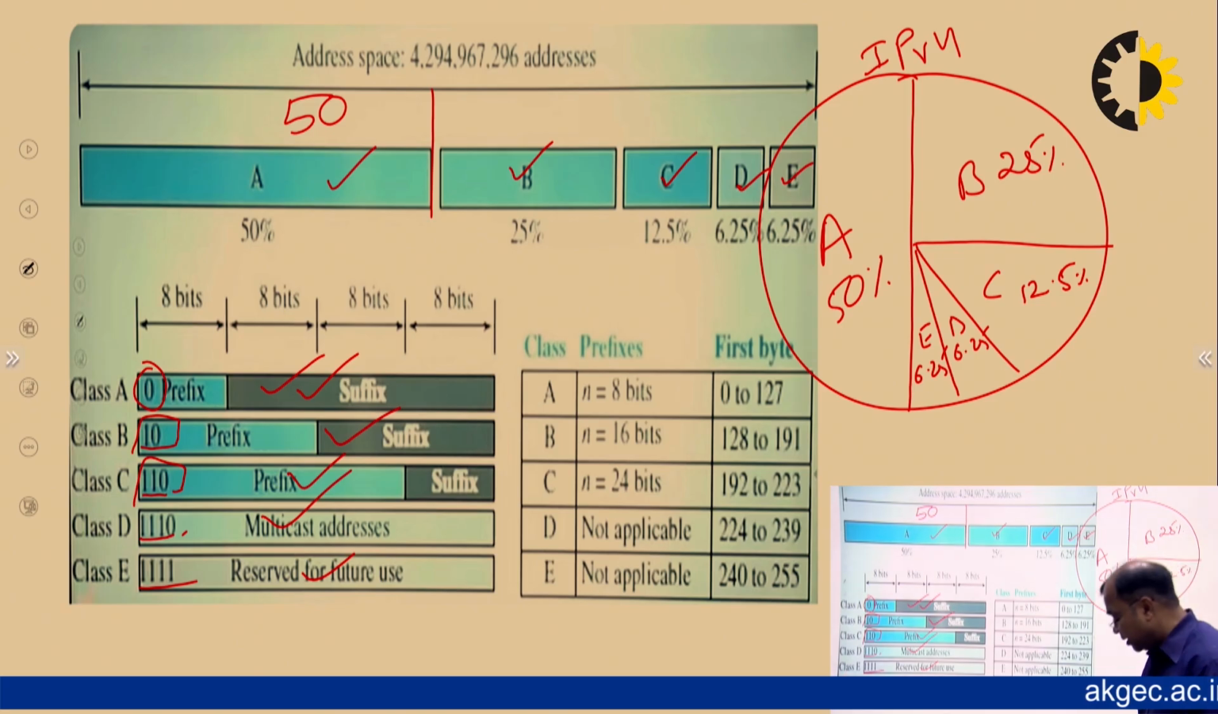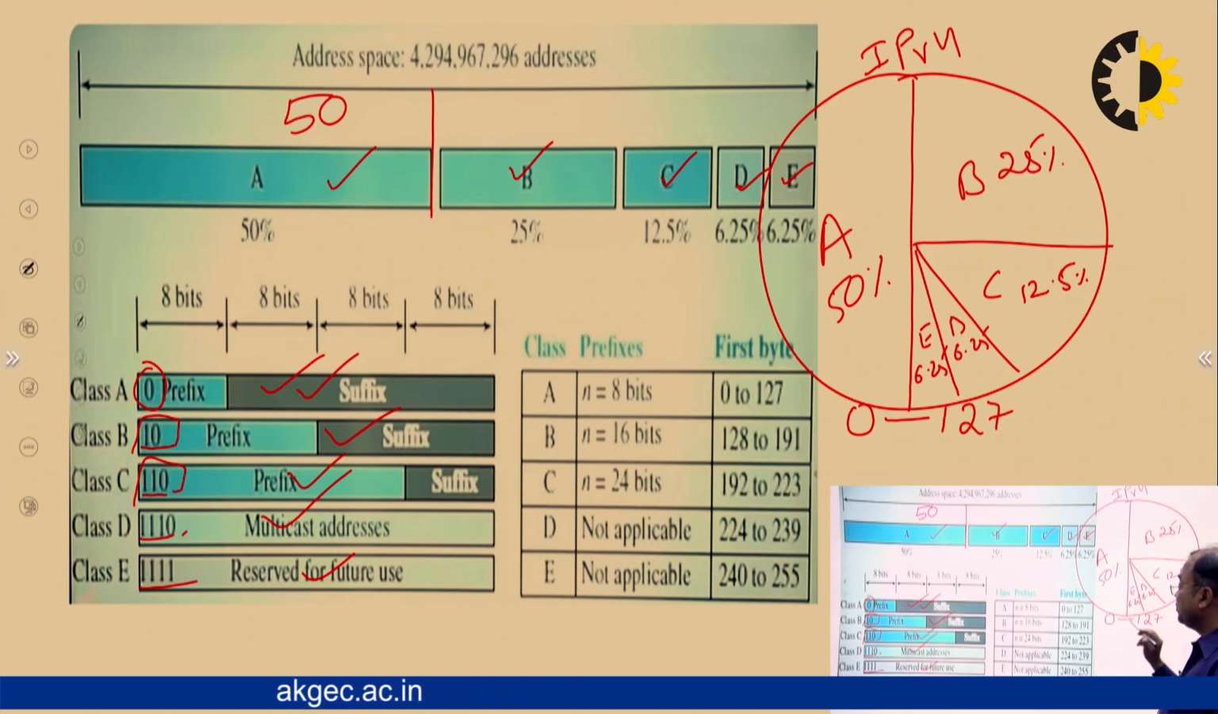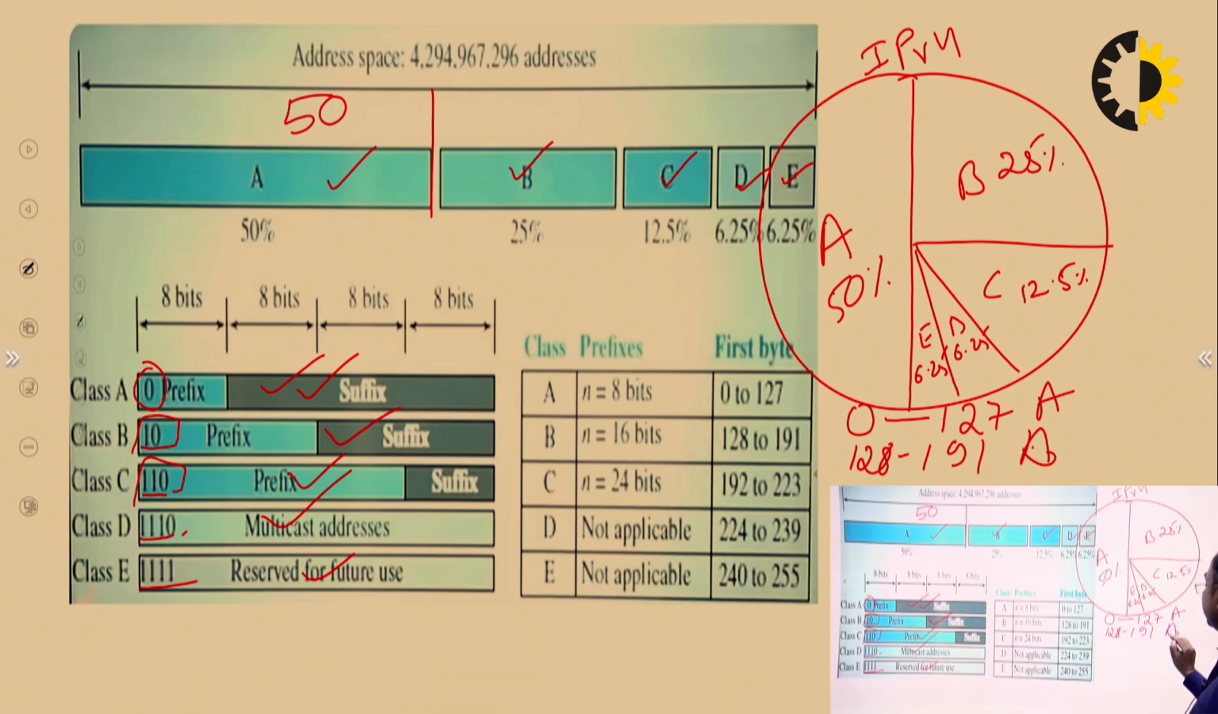Likewise in binary, if we talk about decimal, we can say its range is from 0 to 127. Means if any IP address starts from 0 to 127 in decimal, we can say it is in class A. If any number starts from 128 to 191, then we can say it is in class B. Likewise, C is 192 to 223, D is 224 to 239, and E is 240 to 255.